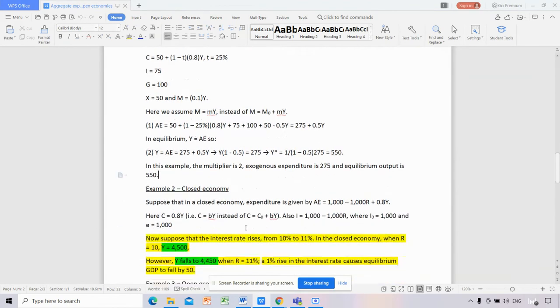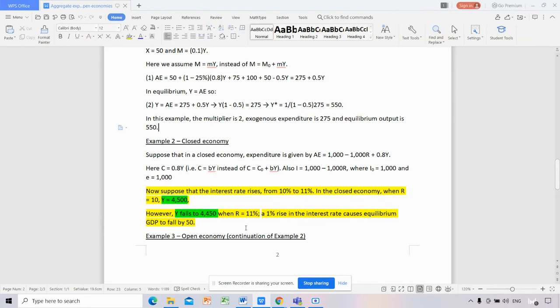But now, let's look at this second example. What happens in the closed economy if the interest rate changes, and what will happen in the open economy if the interest rate changes? The interest rate changes by the same amount, from 10% to 11%.